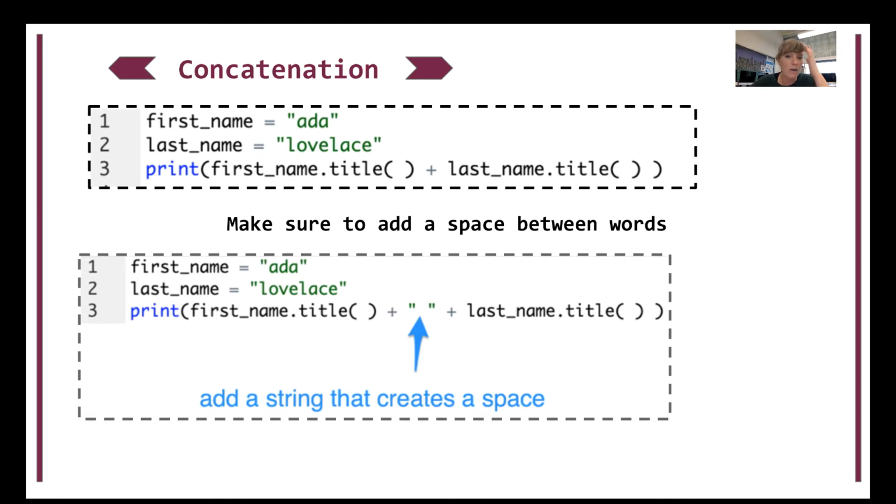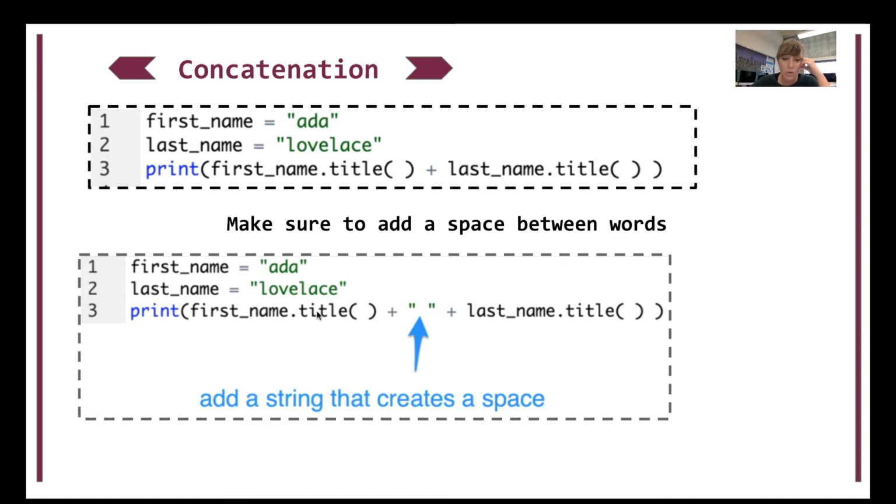Okay, so another way of doing concatenation is, let's say I have to make sure that the words are in title case, for instance. So I could call the method title on the first name and add it to last name with the method title called on it as well. So that would get me Ada Lovelace, who is one of the first computer programmers.